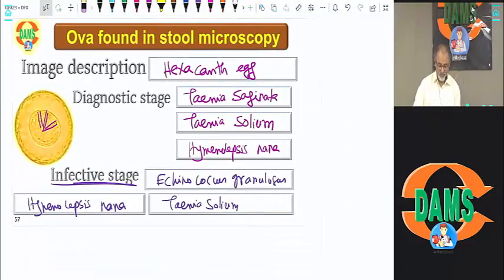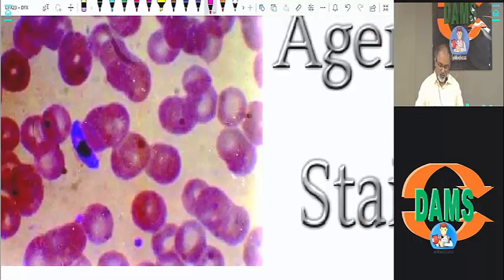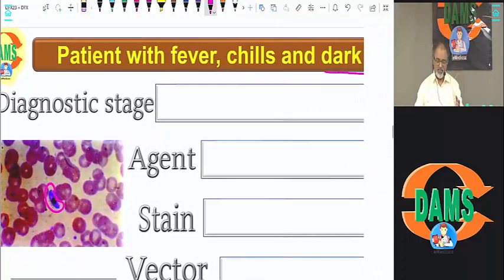Next is patient with fever, chills and dark urine. What is the diagnosis? Patient with fever, chills, dark urine, hemoglobinuria, black water fever. What is it called? Plasmodium falciparum. Sir, I don't know, sir. No problem. See the picture. What is the description called? Banana and boat-shaped gametocyte. Game over.